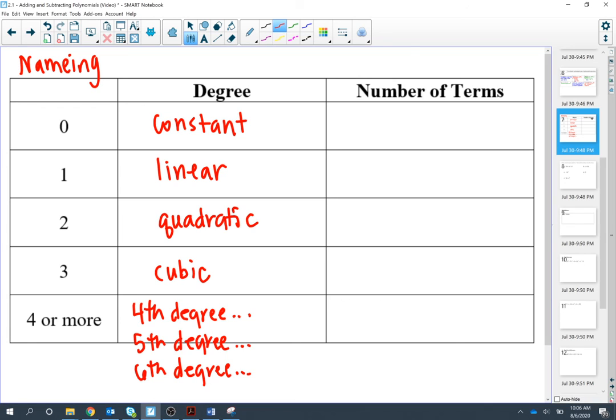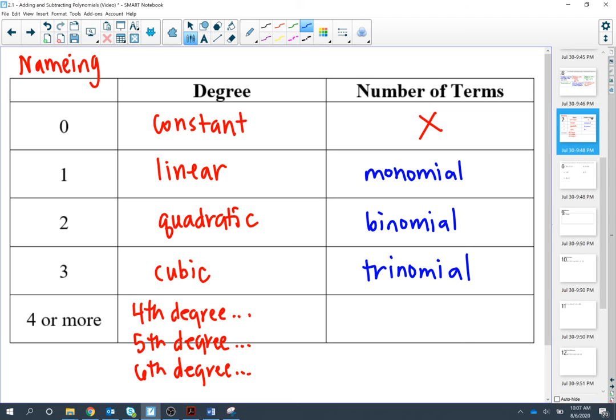Now, terms. If it has 0 terms, it doesn't exist. If there's nothing there, there's nothing there. We don't have a name for that. If it has 1 term, we already went over this. That's a monomial. If it has 2 terms, that's a binomial. Think about a bicycle. It has 2 wheels. If it has 3 terms, think about a tricycle. That's a trinomial. And if it has 4 or more terms, 4 terms, 5 terms, 6 terms, and so on, we just give it the generic name polynomial, keeping in mind that poly means many, so many terms.